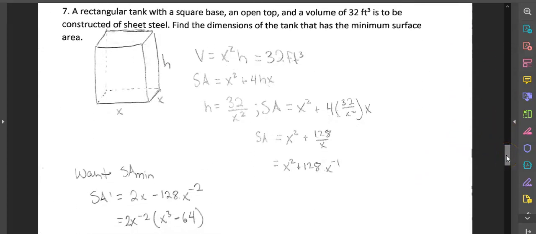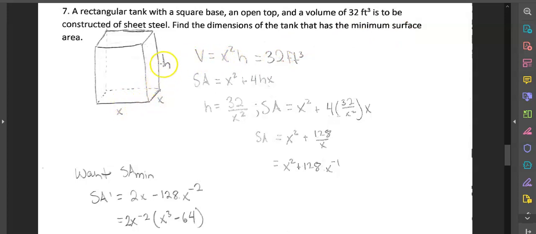Number 7 is similar. We have a box, but this time it's a rectangular tank, and the base is a square. So that means these two sides are going to be identical to give us a square bottom. So this distance is x and this distance is x, and the height is just going to be h for now. We're looking for the dimensions of the tank that has the minimum surface area. So we're using a different formula in addition to volume, which is still length times width times height.